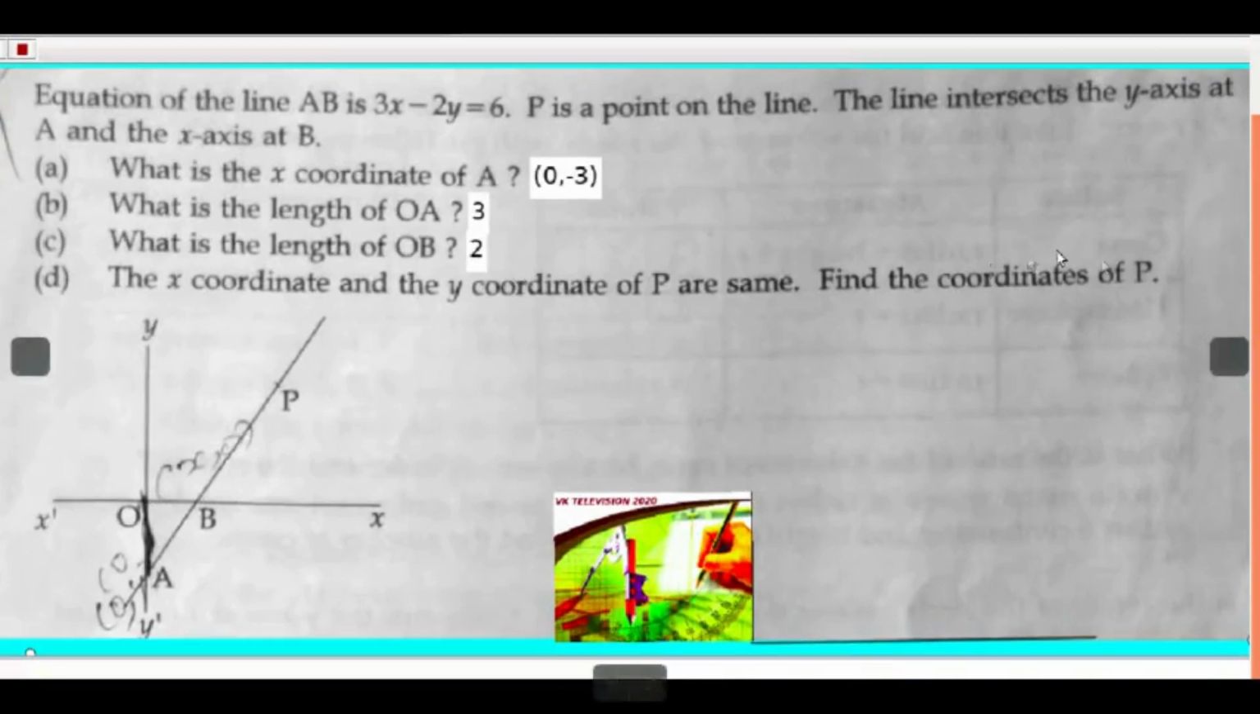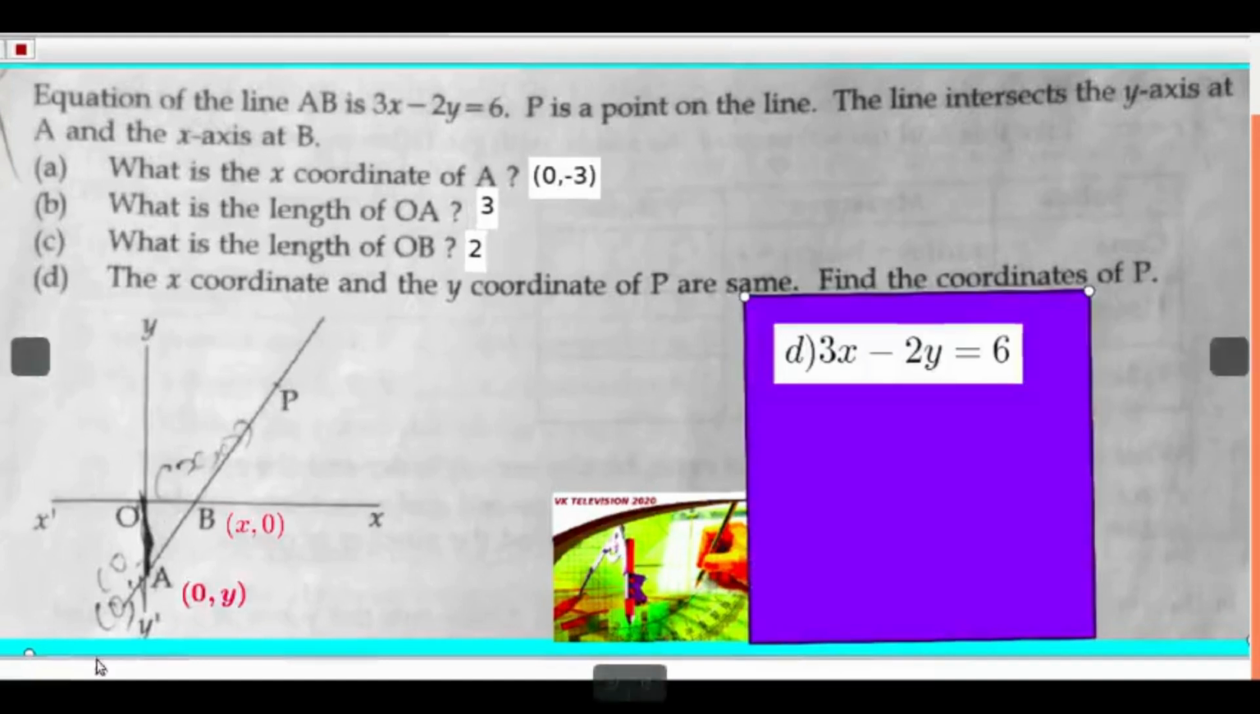Okay, find the coordinates of P. We have to find out the coordinate of P, in which both x and y coordinates are equal. We know that the equation of the line is 3x minus 2y is equal to 6.